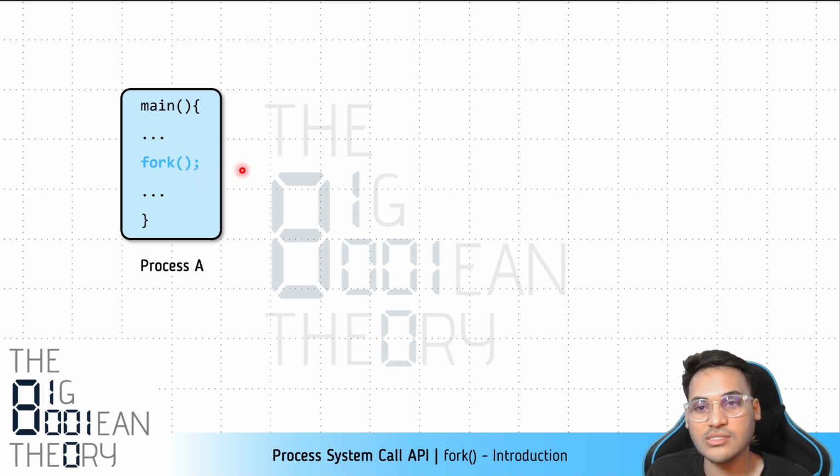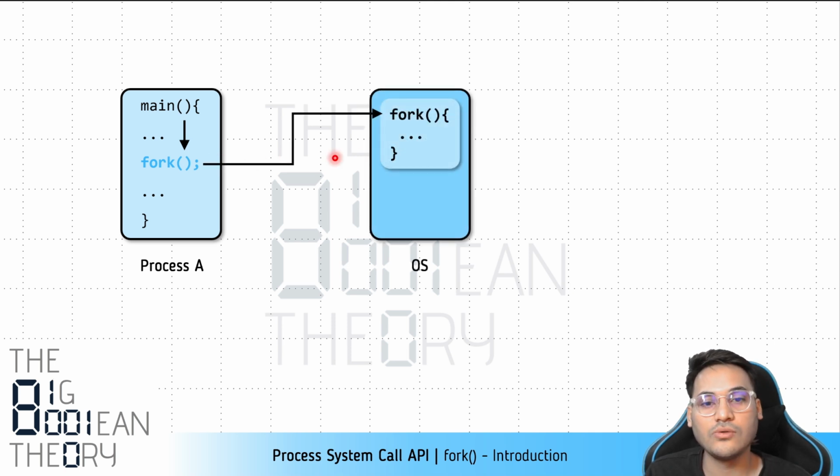So as the process is executing, it executes the instructions, and then it reaches this fork system call. And when that happens, as you know, since fork is a system call, the control will be immediately transferred to the operating system. And within the operating system's code base, there will be a routine where the code for the fork system call would be there. So this is the routine for the fork system call inside the code of operating system.